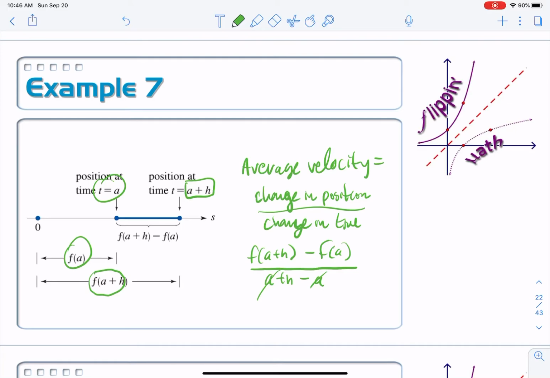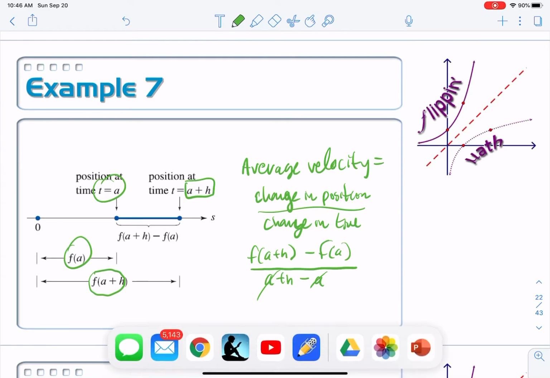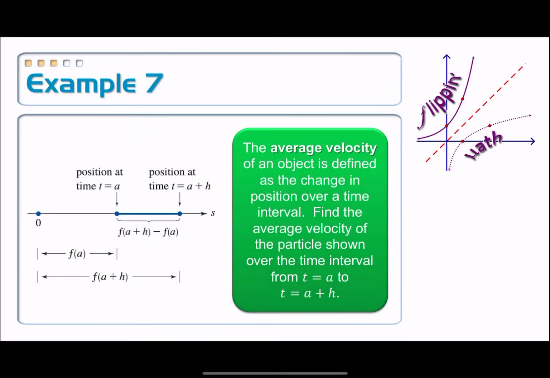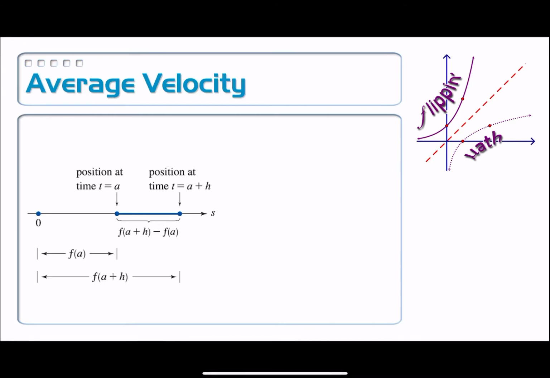And look at that. The a's cancel, and that looks really familiar. That just looks like the difference quotient, the slope of a secant line that we've been working with all along. Because that's exactly what it is. Okay, so average velocity, change in position over change in time, in terms of the position function, is f of a plus h minus f of a over h. That's the change in time. Okay, so that's average velocity, and this is the only thing that you could have calculated prior to calculus.